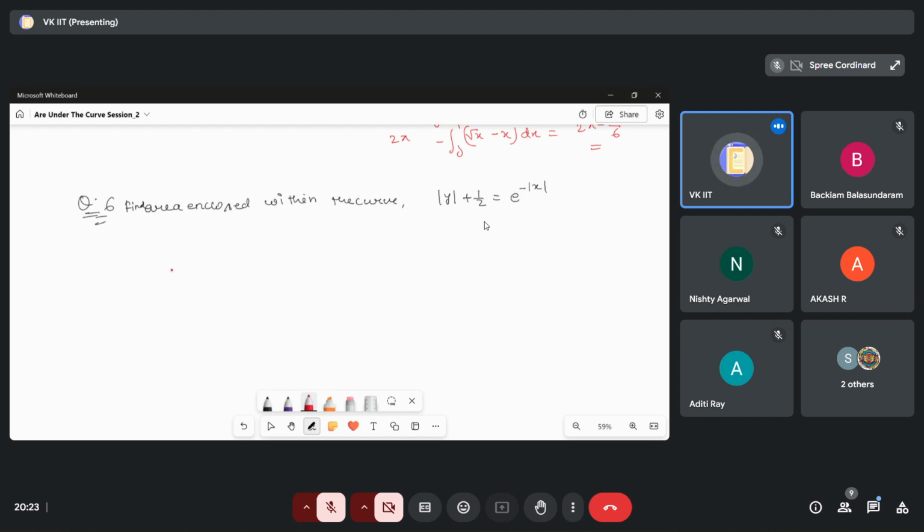And the options were given. A, 2 minus 2 ln 2. B option was ln 2 plus 4. C option was 2 ln 2 plus 2. And D option was 4 ln 2 minus 2. So let me complete this. After this I'll give you questions based on this pattern, exponential and logarithmic. First of all, you can see how to draw the diagram. The most important thing is to draw the diagram.